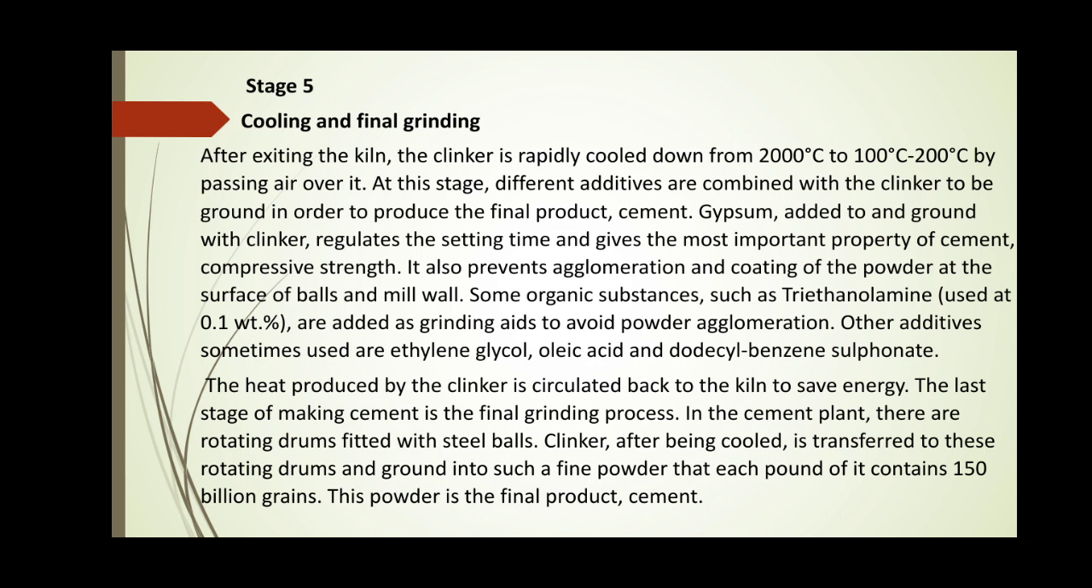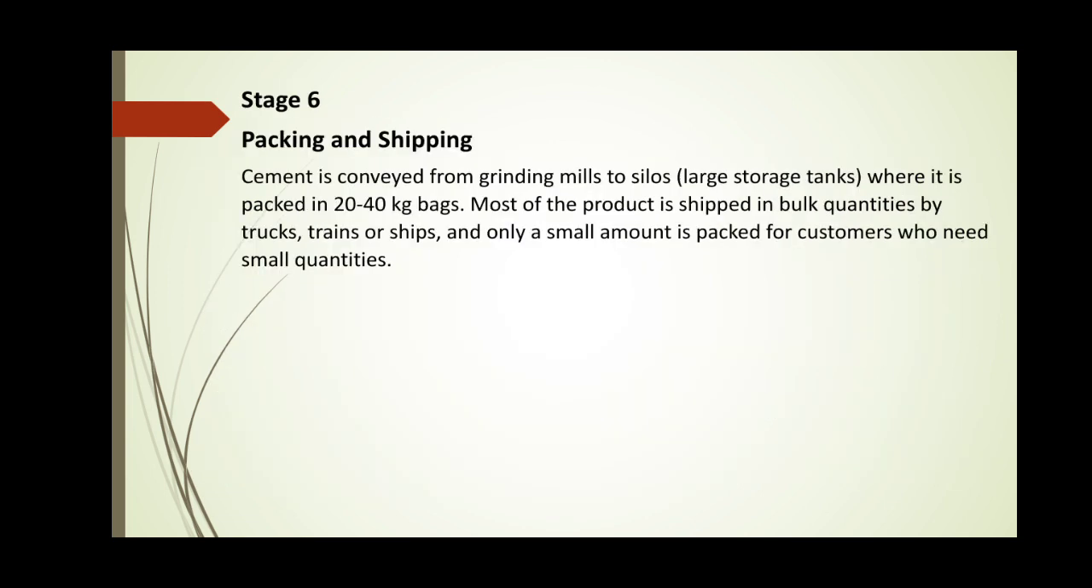The last stage of making cement is the final grinding process. In the cement plant, there are rotating drums fitted with steel balls. Clinker, after being cooled, is transferred to these rotating drums and ground into such a fine powder that each pound of it contains 150 billion grains. This powder is the final product, which is called cement.